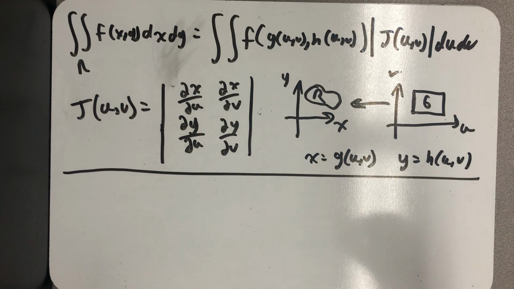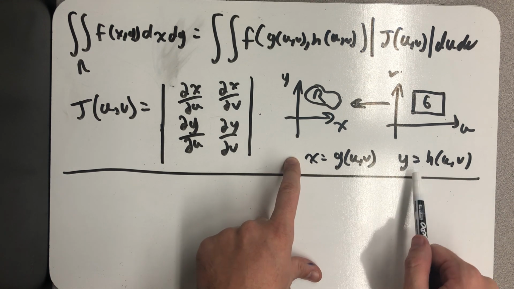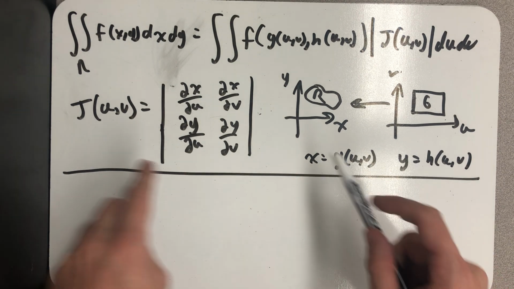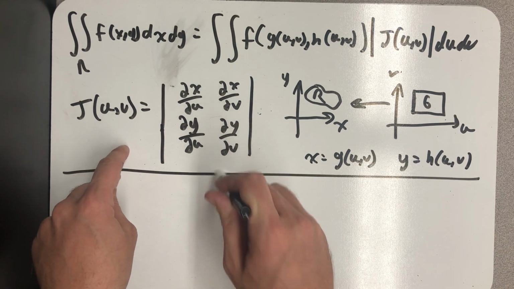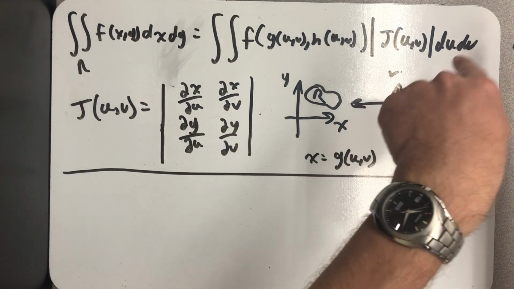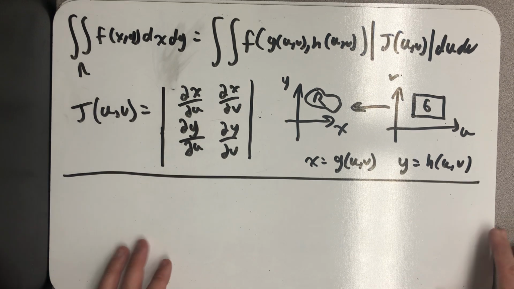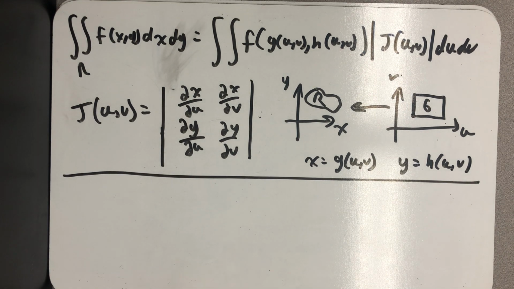In our last video, we met our substitution rule, that through the substitution x equals g of u v, y equals h of u v, and by being able to compute the Jacobian, we can convert an integral from being in terms of x and y to being in terms of two new variables, which here in the formula are called u and v, but can actually be whatever we'd like.